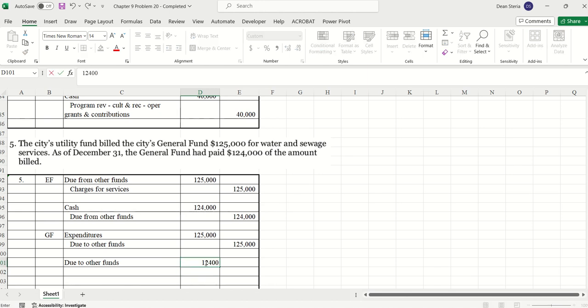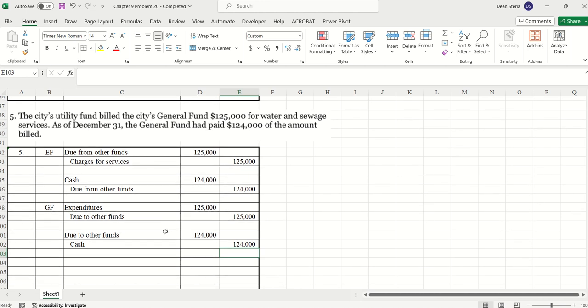Too many zeros. 124,000. Okay. So remember, we paid that 124. So that's going to show that we paid that 124 to the enterprise fund. They billed us, we paid them. Everybody's happy, happy, joy, joy.